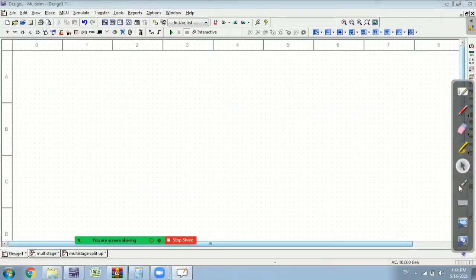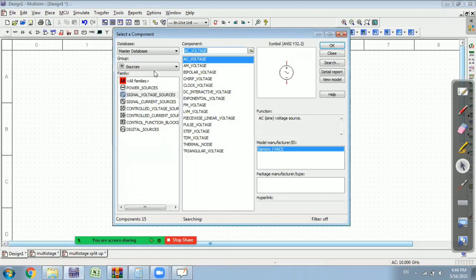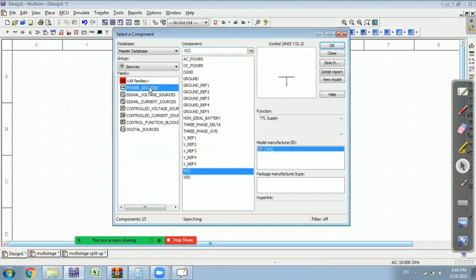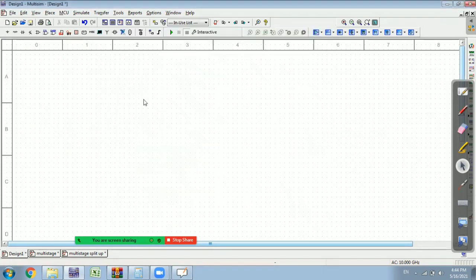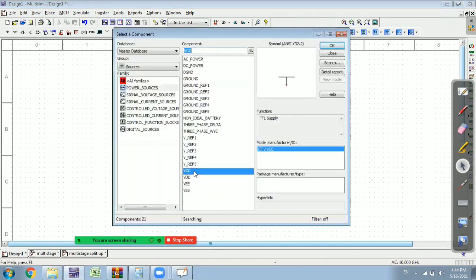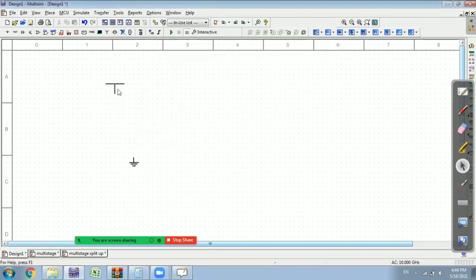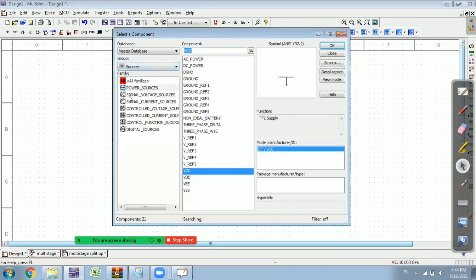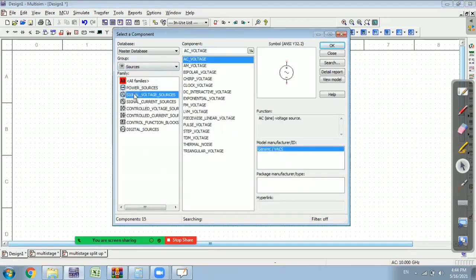This is the work area of Multisim software. We can place the components from this last row. This is the place sources. From sources, from power sources, we can take ground and plus VCC. If I need ground, just click OK. Ground has been placed. For VCC, place OK. VCC has been placed. Then signal voltage sources. From this, I will take AC voltage for my input.